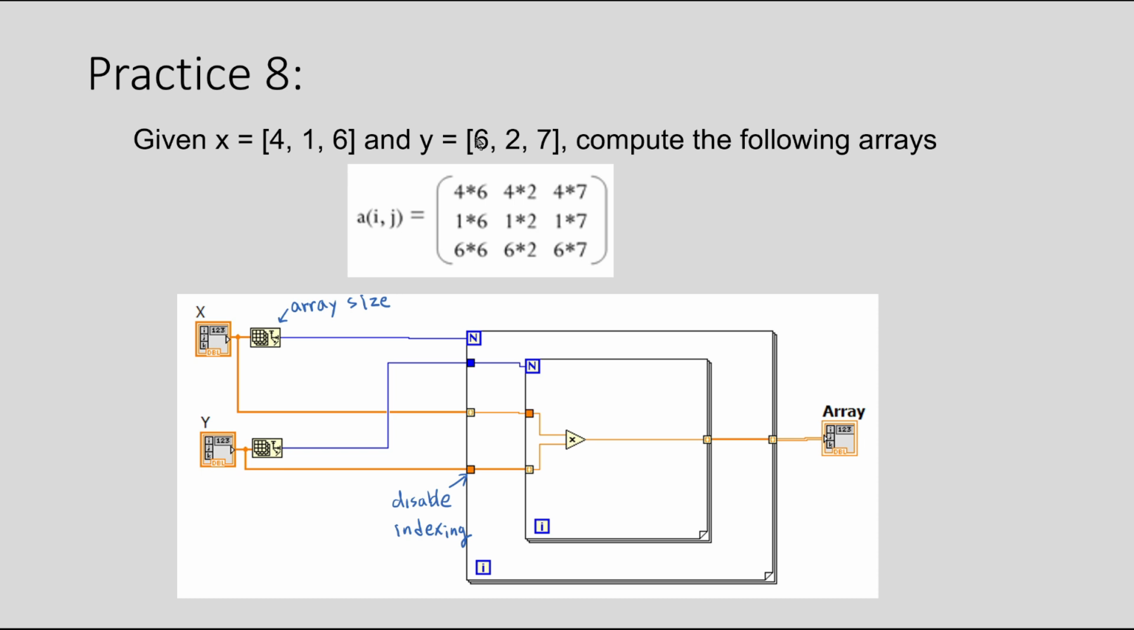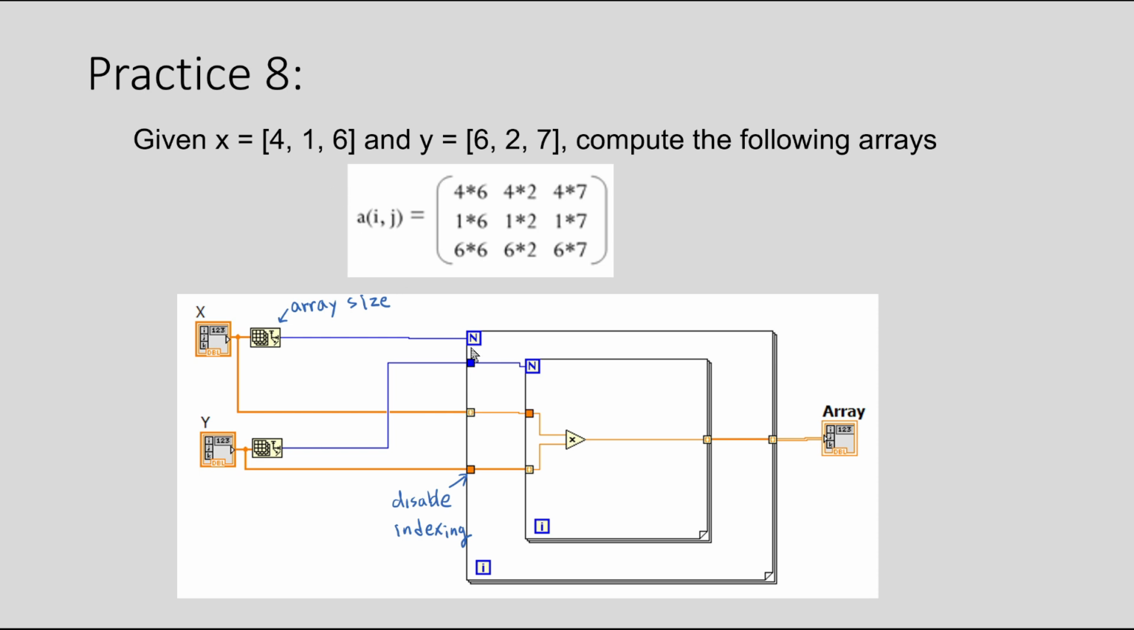So 4 should be multiplied by 6, 2, 7, 1 should be multiplied by 6, 2, 7, 6 should be multiplied by 6, 2, 7, and so on. That's why, if you look at this kind of template of programming, X and Y each have 3 elements. We are going to use 2 for loops here, and this outer for loop is auto-indexing. Which means X has 4, 1, 6. So when this data is transferred to the outer for loop, it automatically changes 4, 1, 6.